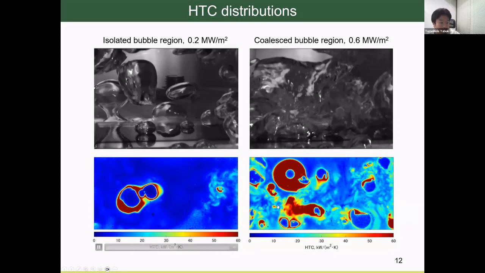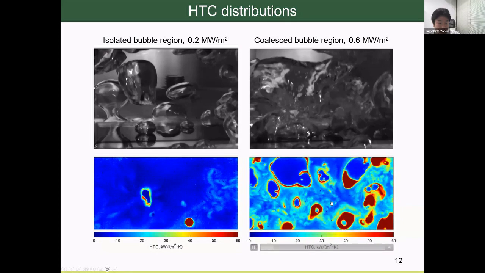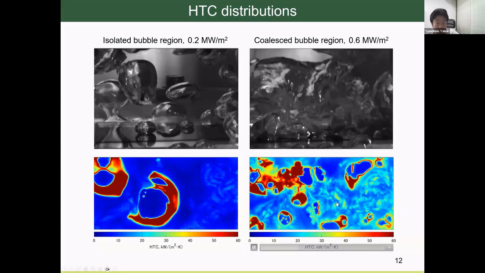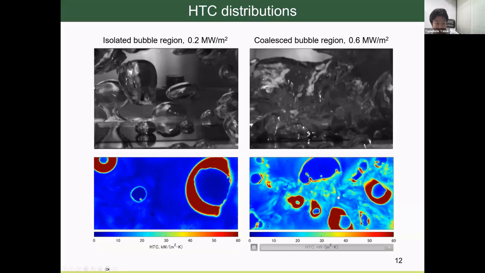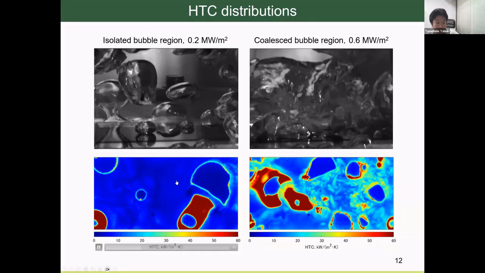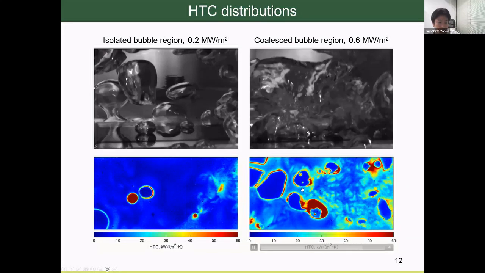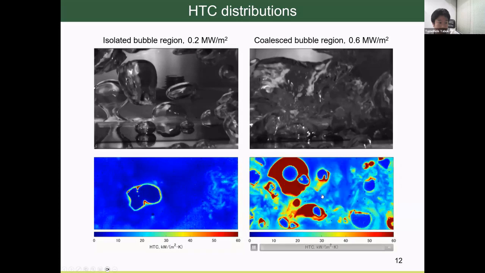On the other hand, for coalesced bubble region, you can see very small vortices, and the convection region shows a much higher heat transfer coefficient compared to isolated bubble region. So this means the bubble-bubble interaction strongly enhances the convective heat transfer.